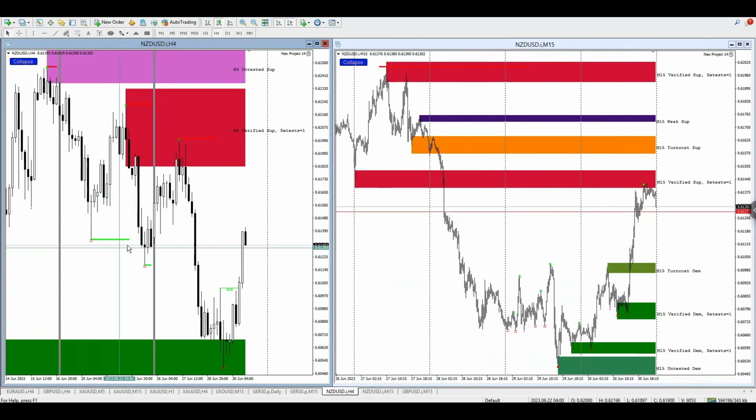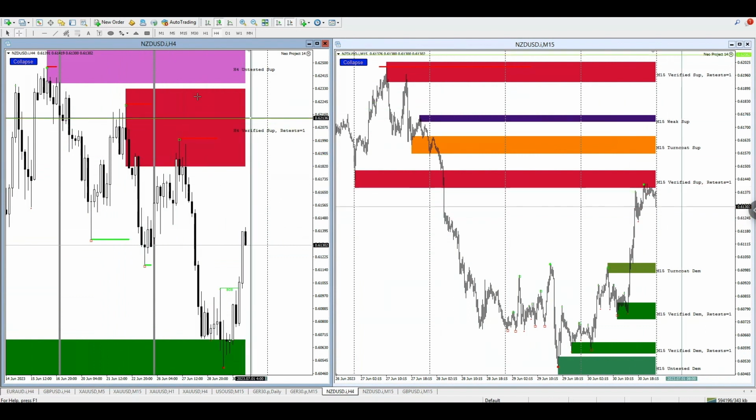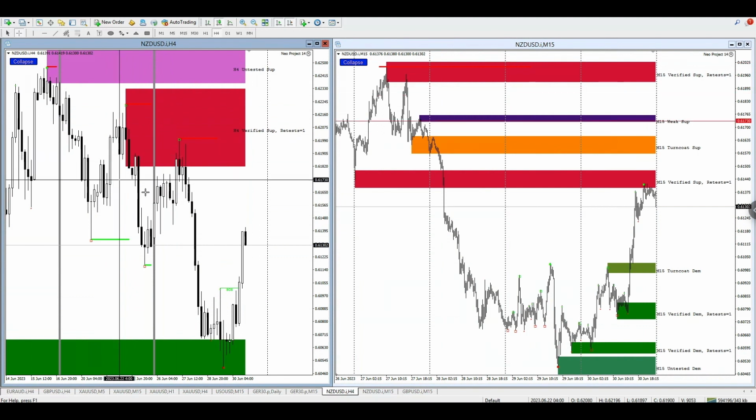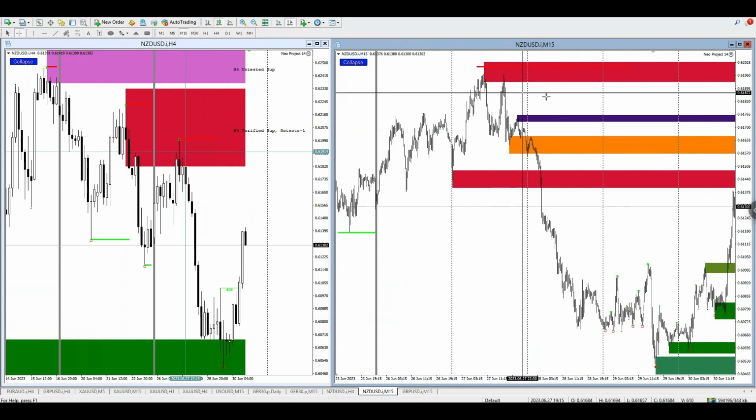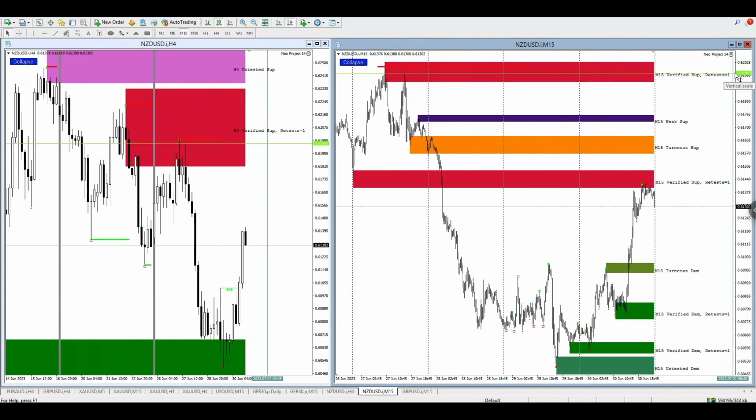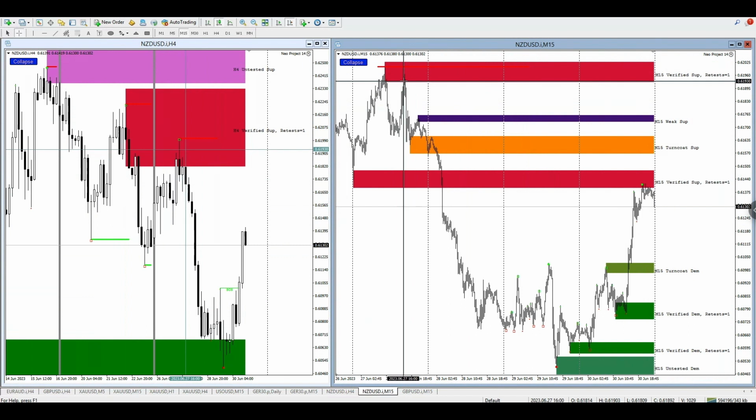NZD USD, we can see there was a break of structure over here in the previous week. Then the market came back to another 4-hour verified level. You can see how strong it is when it does do this setup. And then when we come over to the 15-minute chart, what do we see here? We see a pull down, and then we see a pullback to this area, making it a verified level for one retest. And then you had an entry right over here for about 140 pips.